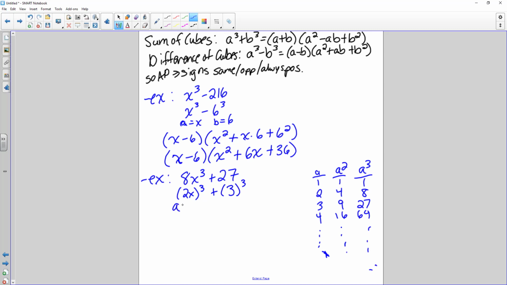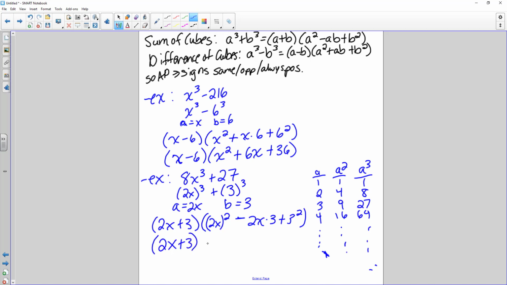Okay, so back to this problem. A is 2x and b is 3. So this is a plus, so I'm looking at the top line. A plus b, 2x plus 3. And then a squared, so 2x squared, that whole thing squared, minus 2x times 3 plus 3 squared. So again, I'm going to clean it up. 2x plus 3 looks good. 2x in parentheses squared is 4x squared, minus 2x times 3 is 6x, plus 3 squared is 9.